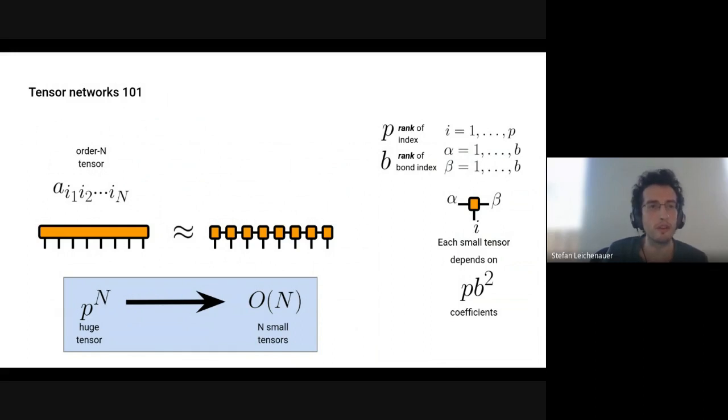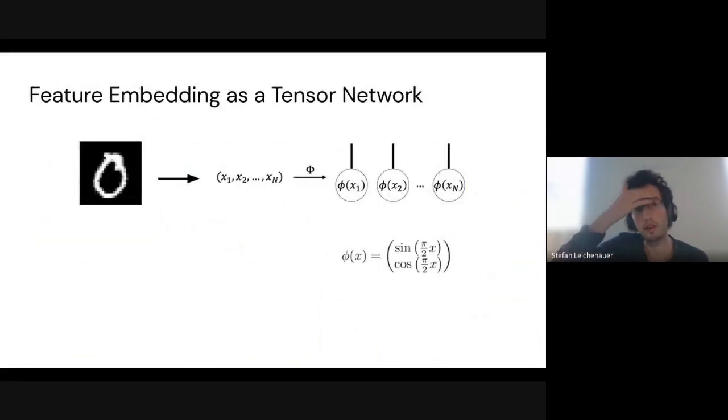So this is where you can get your savings. For us, the tensor networks that we're going to use would naively be exponential, like on the left, but are only going to be linear when we represent them in terms of tensor networks, like on the right. So now let's draw some tensor network pictures of how these sorts of maps are constructed in our case.